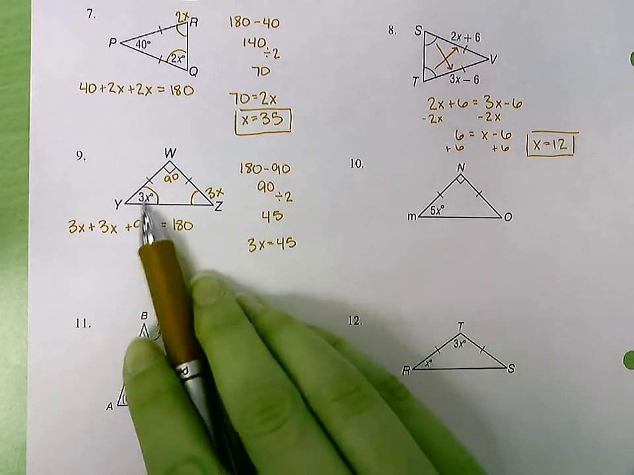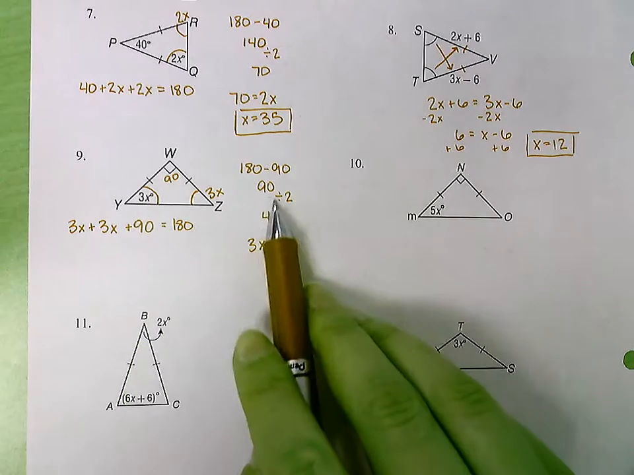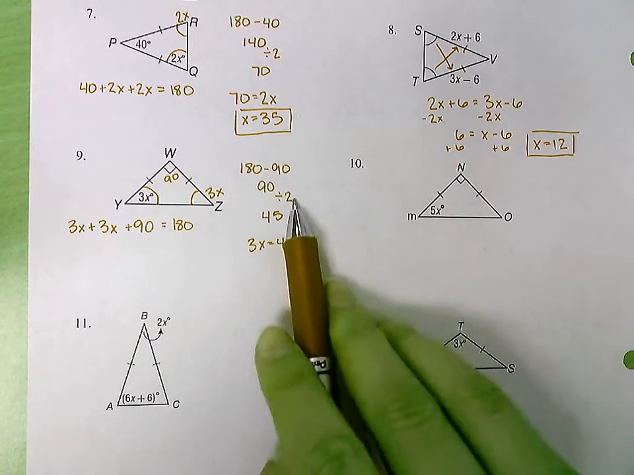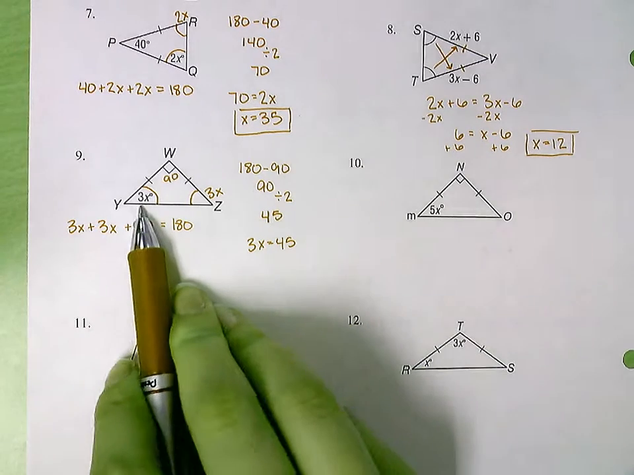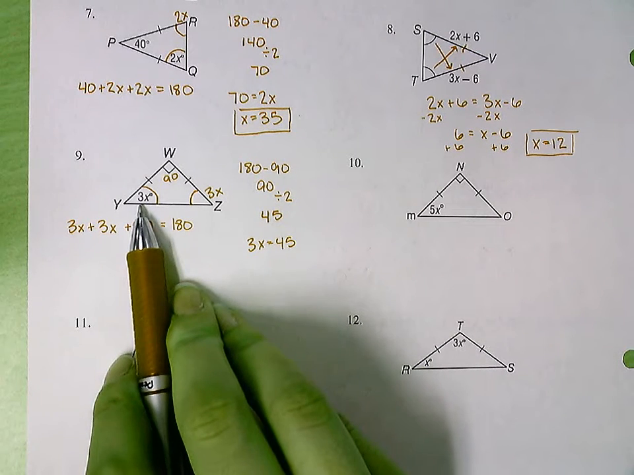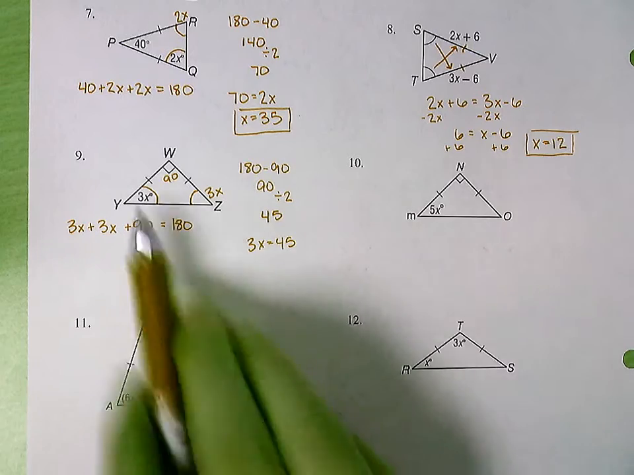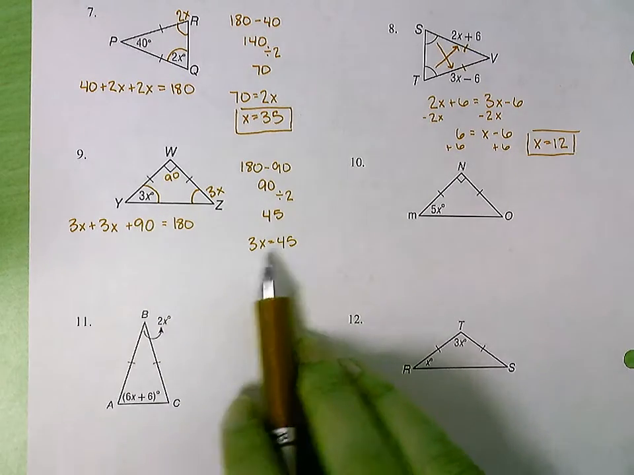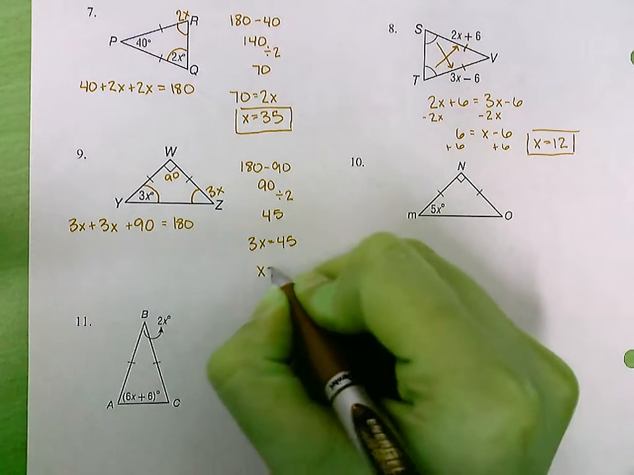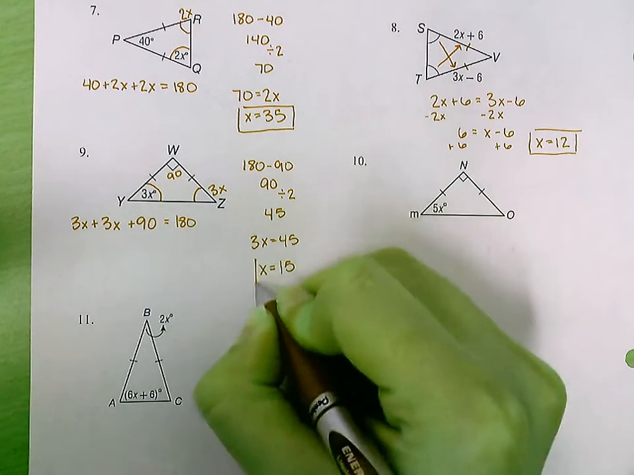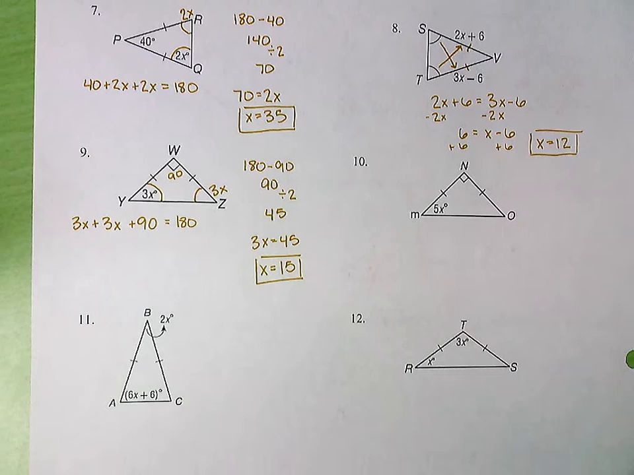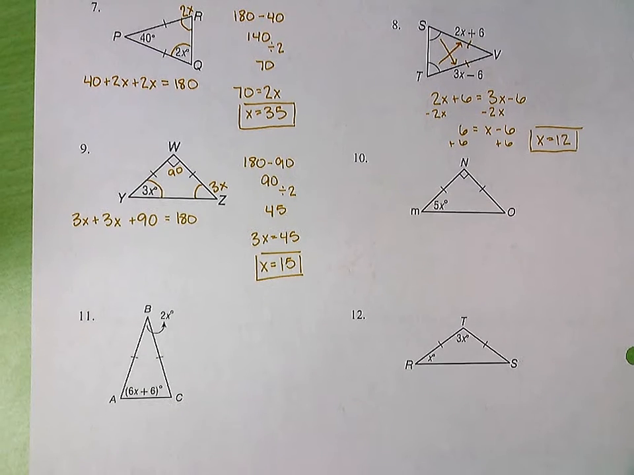Okay, so between those two angles has to be 90 degrees, so I divide by 2 to get 45. Now that 45 degrees is the actual measure of angle y. So I have to set 3x equal to 45. Okay, then I can divide that by 3. So x is 15. All right, you guys do number 10.